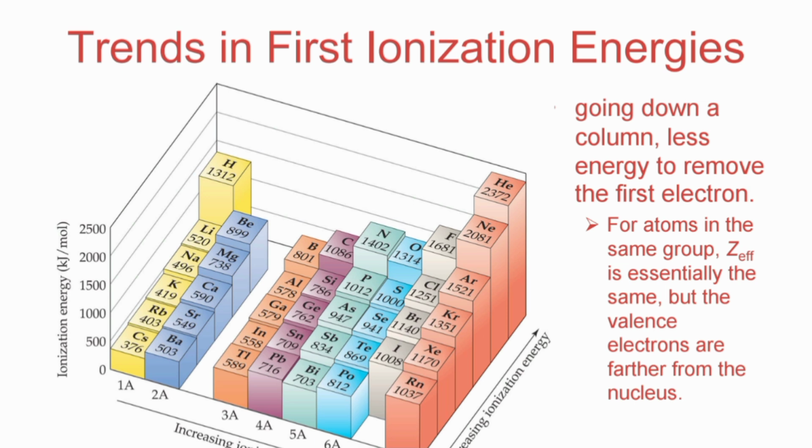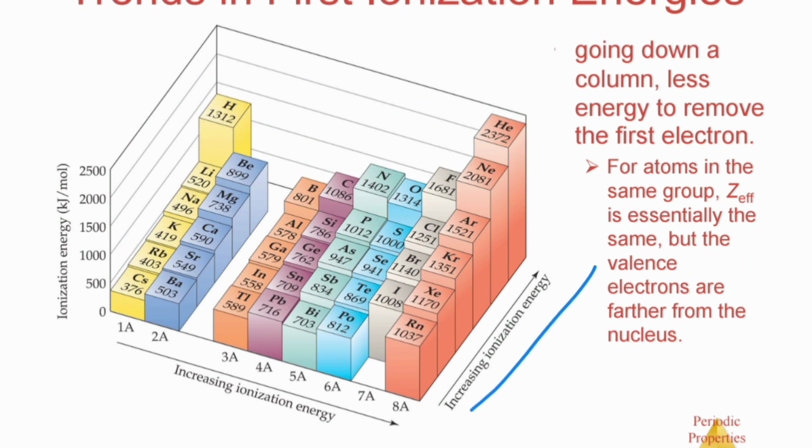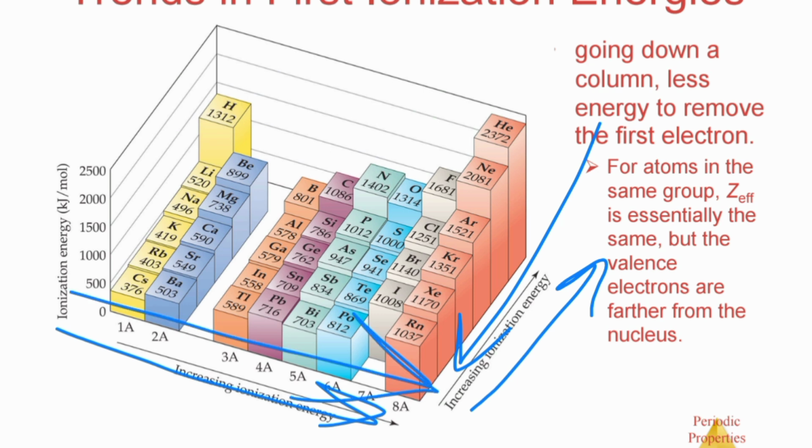Trends in ionization energy. Going down the column, less energy is needed to remove the first electron for atoms in the same group. Effective nuclear charge is essentially the same, but the valence electron is farther from the nucleus. Ionization energy increases from the bottom to top. You can say down the group ionization energy decreases. From left to right in the period, ionization energy increases.